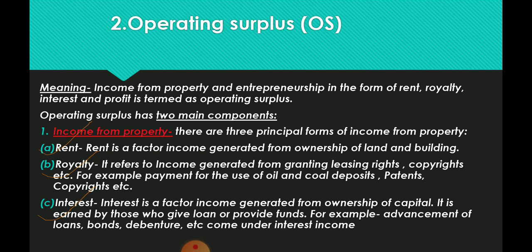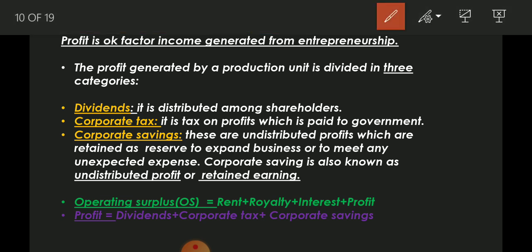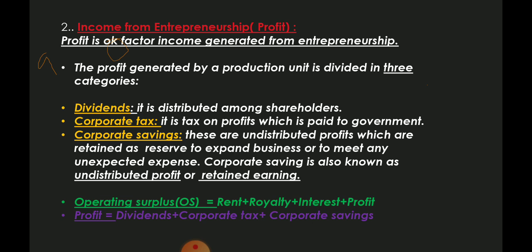Now the second part, income from entrepreneurship. It is related to profit. Make a correction here: profit is a factor income generated from entrepreneurship. And profit is further divided into three parts. Profit is equal to dividend, corporate tax, and corporate saving.